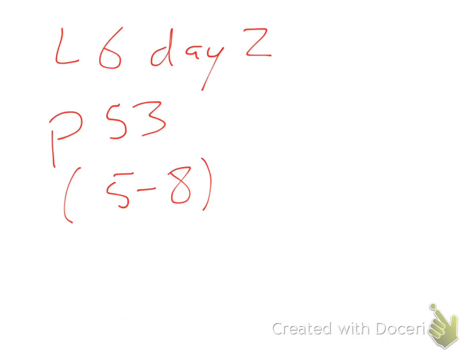Lesson 6, day 2's homework is on page 53. This is 5 through 8. 5 through 7 is like the first problem. 8 is the only one that deals with this radical stuff. I did not include the system problem because we'll do more on systems in the next day, so therefore I'll assign that on the next day.